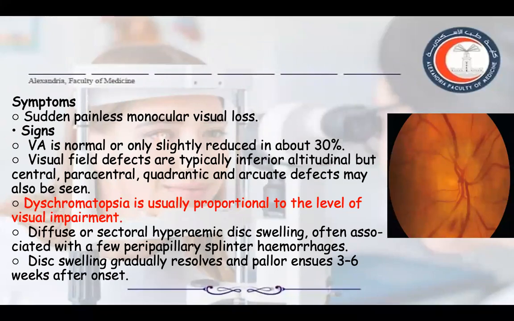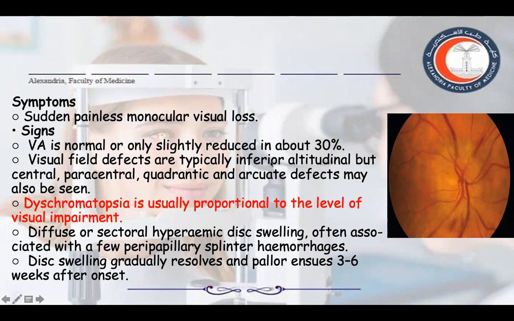Symptoms. Our patients here usually complain of sudden, painless monocular visual loss. So it's sudden, not subacute, and it's painless unilateral or monocular visual loss. Signs: visual acuity is normal or only slightly reduced in about 30% of the cases. In the remainder, there is moderate to marked impairment of visual acuity. Visual field defects are typically inferior altitudinal.